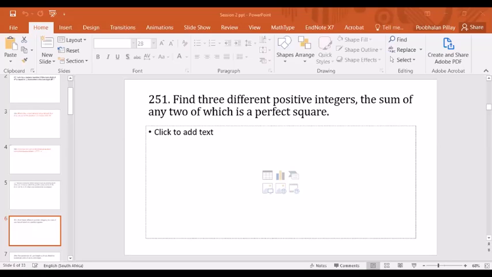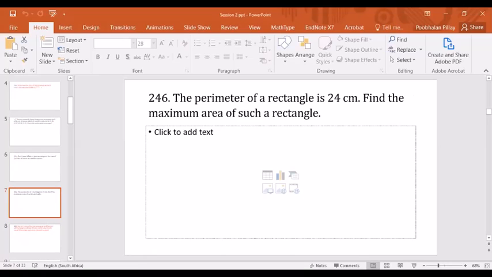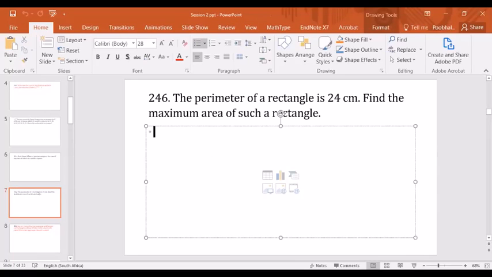Okay, so the next problem now is this problem here. The perimeter of a rectangle is 24 centimeters. So when you add up the 4 sides of the rectangle, you're going to get 24. What's the formula for the perimeter of a rectangle? That's one of the first things you learn. It's 2 into length plus breadth, right?